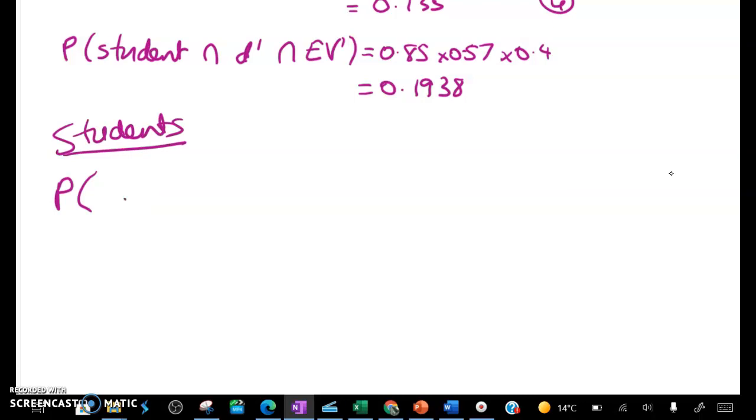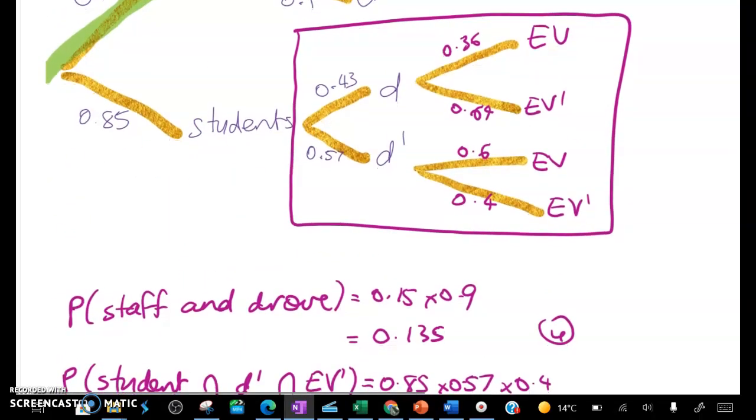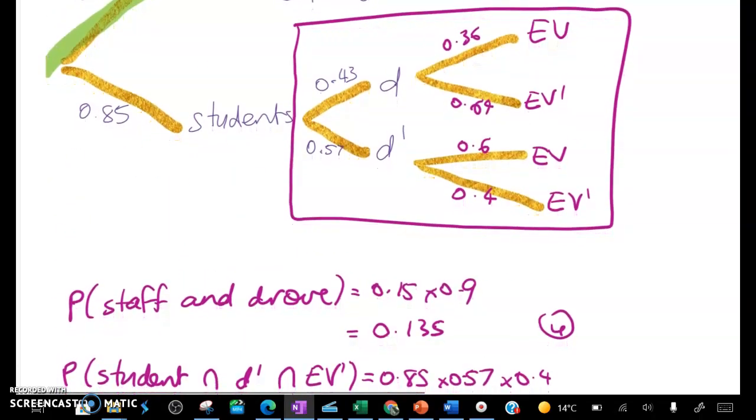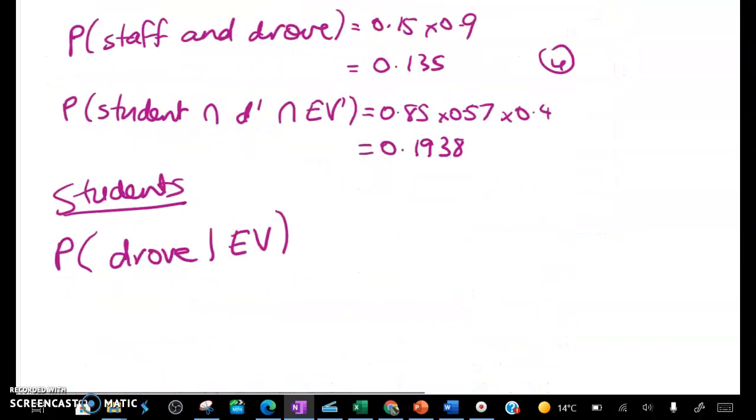So the probability that if they said they wanted an EV, that they drove. So we're working just with this bit of the tree, but we're working with a backwards conditional probability. So how do we do that?